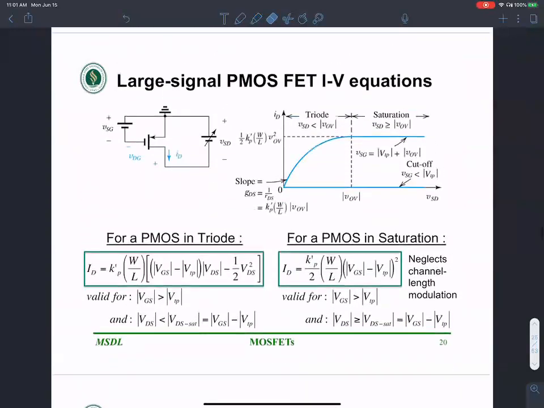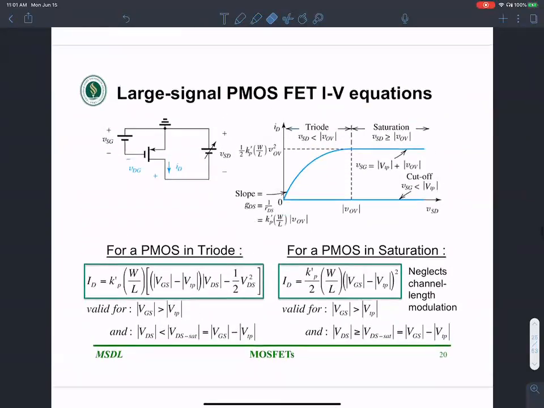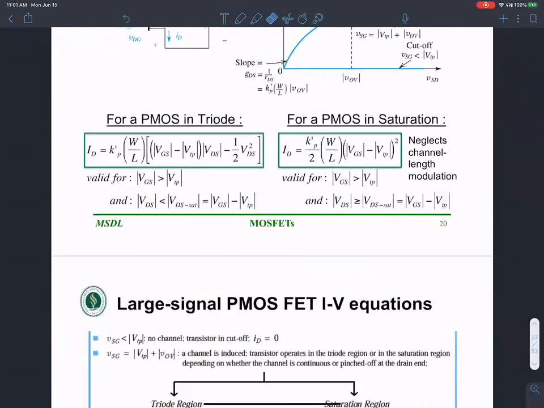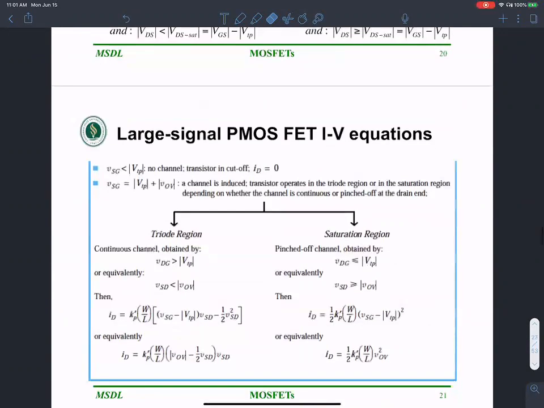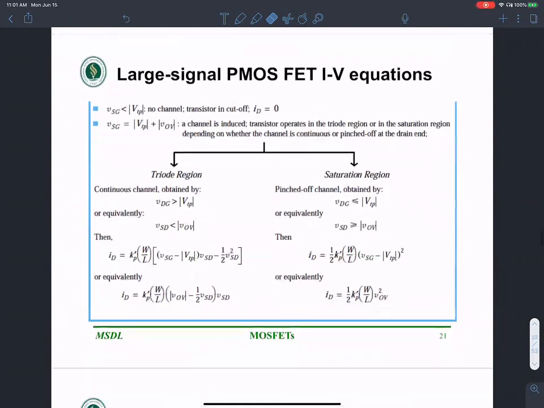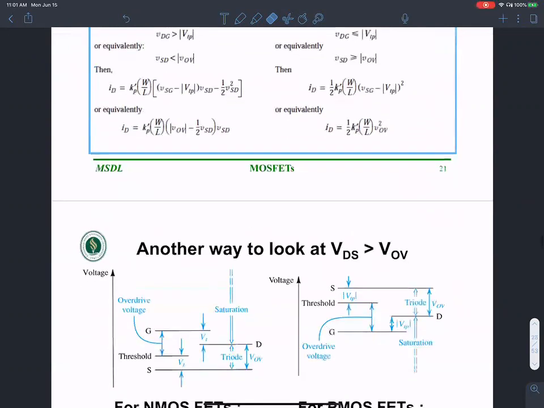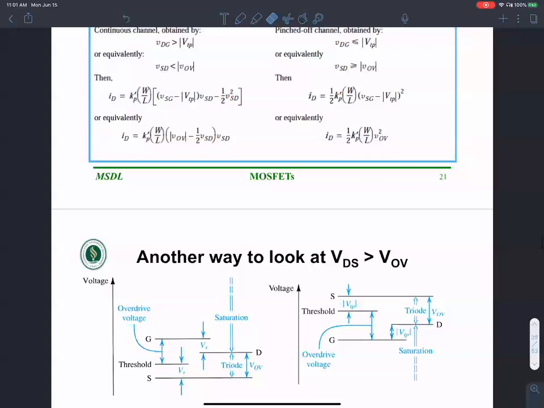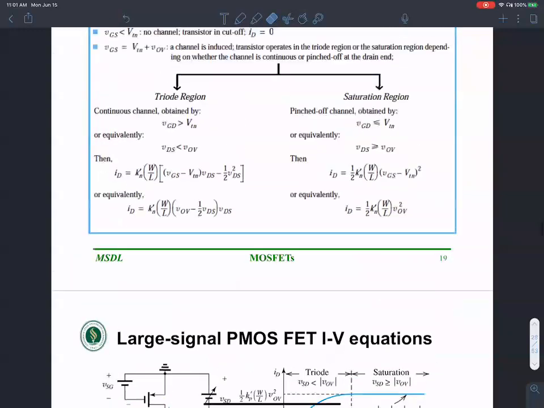This is the PMOS. You can look at the equations for PMOS. Okay. So you see that most of them are using VSG instead of VGS. Okay. And VSD instead of VDS. Okay. Let's see what else do I need to talk about.